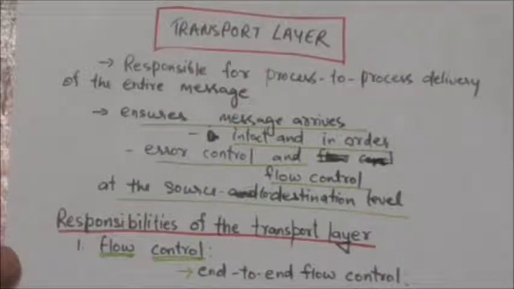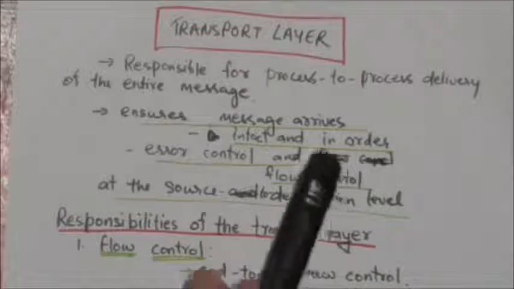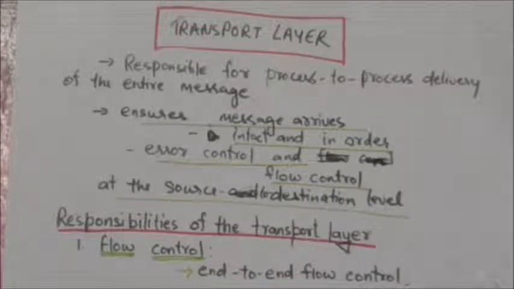So actually, on a computer it may be possible there are several processes, right? Several programs may be running on the computer at the same time. So this transport layer ensures that a message is delivered from a specific process on one computer to a specific process on another computer, right?